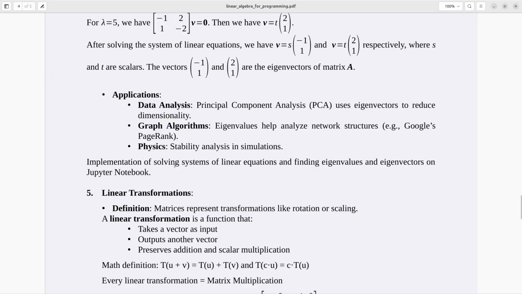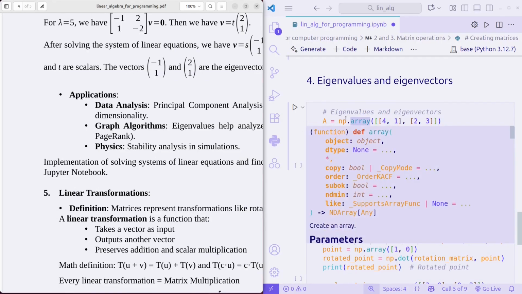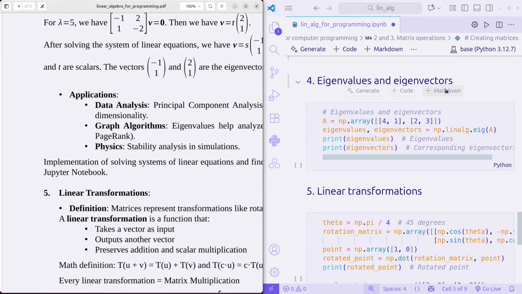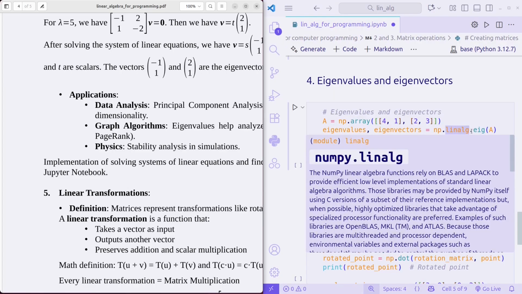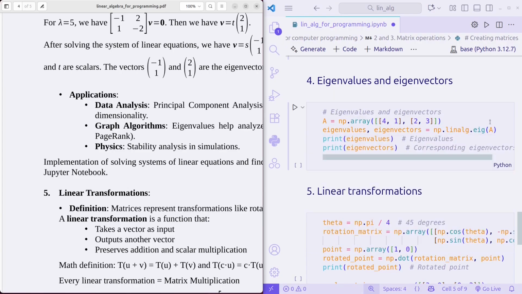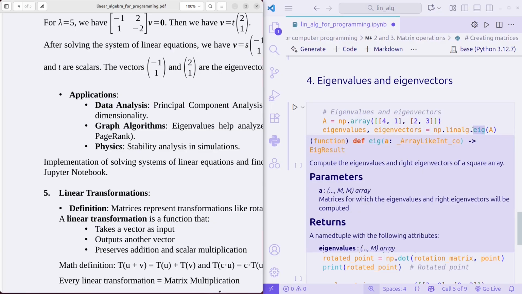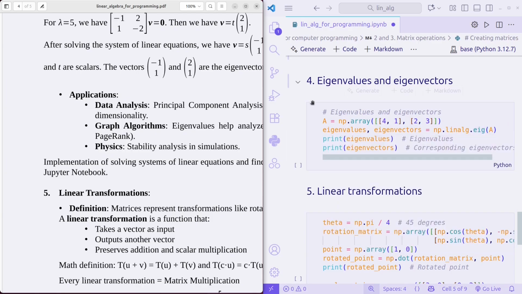So how can we implement the solution of the system of linear equations, and how can we find the eigenvalues and eigenvectors on Jupyter Notebook? Let us see the code here. So I can use np.array to produce an array first, which is actually a matrix here. And then I can use the eig function from the linear algebra submodule of the NumPy library to help us get both the eigenvalues and the eigenvectors. So the way to find the numerical answer to eigenvalues and eigenvectors is quite easy.